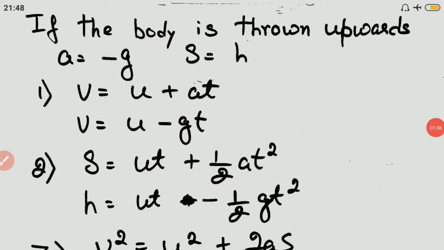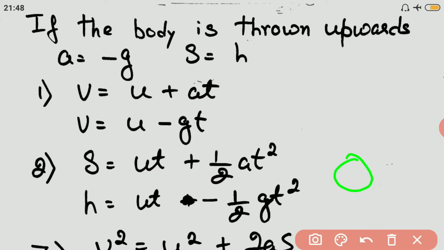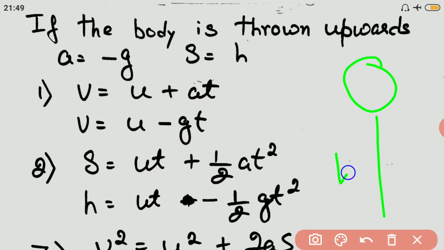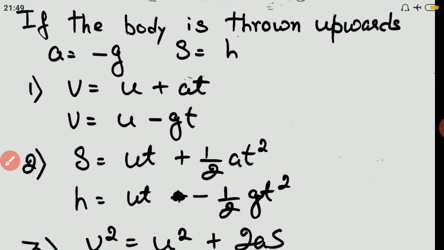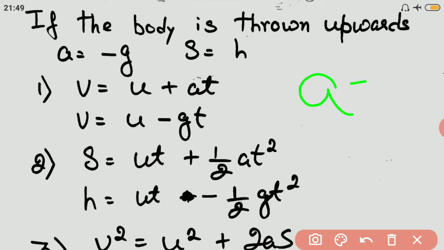So in this case, an object is thrown upwards such that it reaches a height h. At this height, you all know this, after reaching this point, it has to come down, right? So let the object reach this height h, and suppose it is thrown with the initial velocity u. So distance covered will be h. I hope you understood. Whereas a becomes minus g, because as the body goes up, its acceleration will be minus g, as we have done in the previous video.